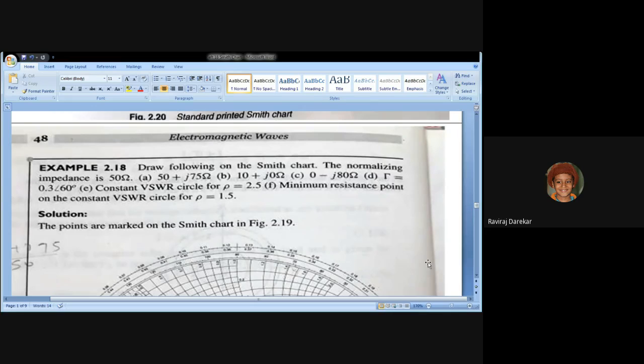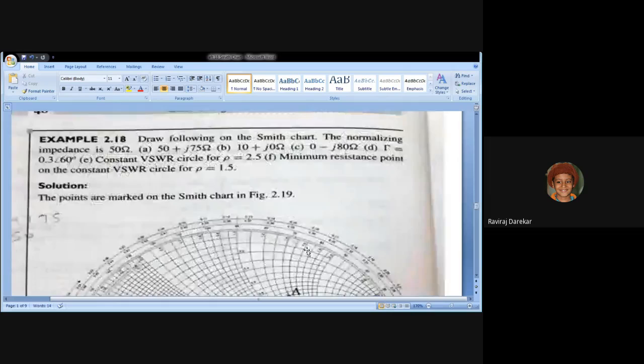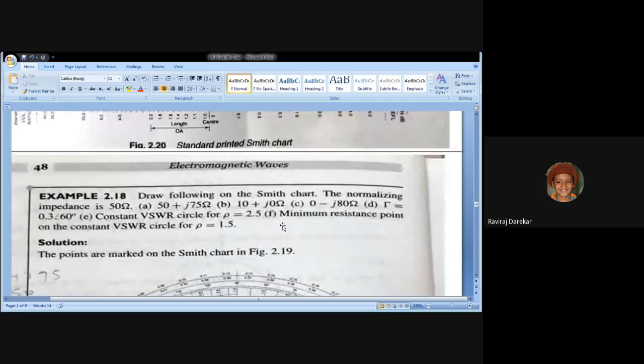They will provide you the Smith chart, the printed chart that is present here in front of us, and you will have to locate the points accordingly. Now we'll try to learn the required points here. To understand the concept effectively, we'll go through two to three examples on this Smith chart. They have provided the normalizing impedance, that is the characteristic impedance Z0, as 50 ohm.